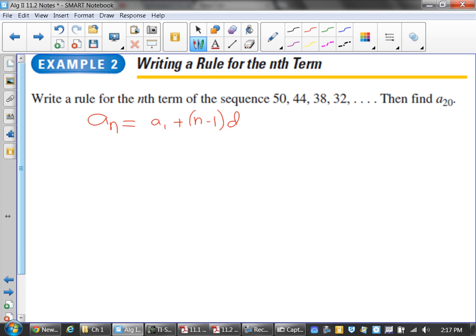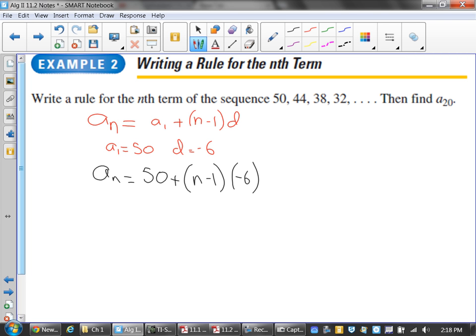Deep breath. It's okay. What's your first term? 50. What's the difference? Good, so your first term is 50, your difference is -6. Substitute in. A sub n is 50 plus n minus 1 times -6.